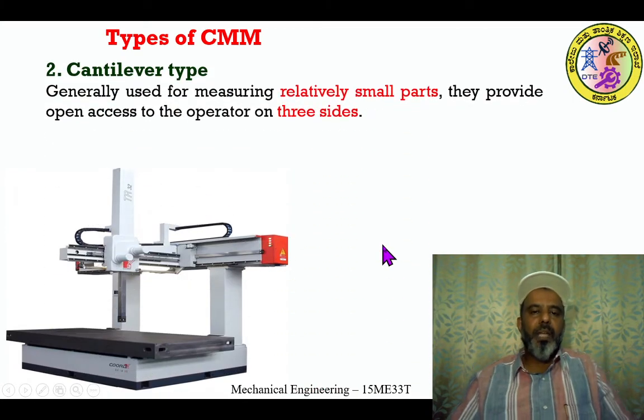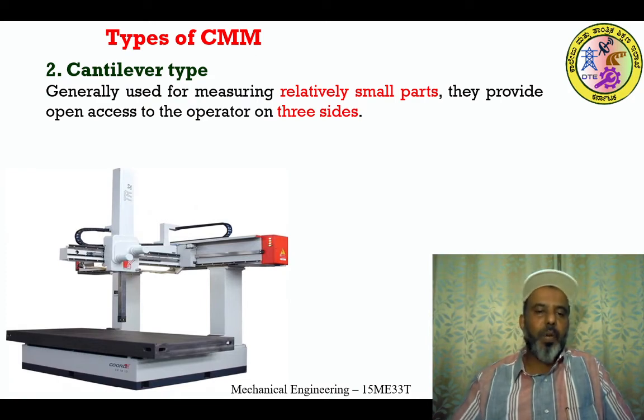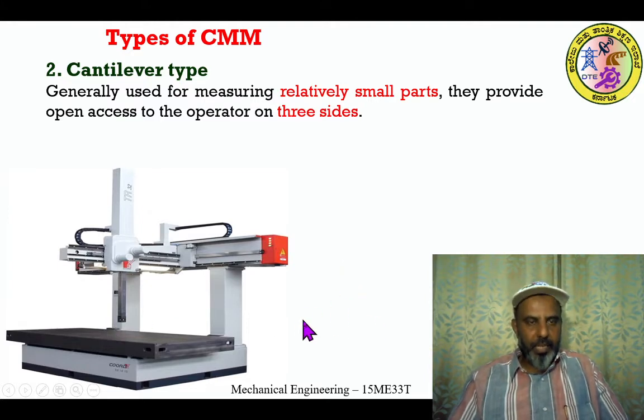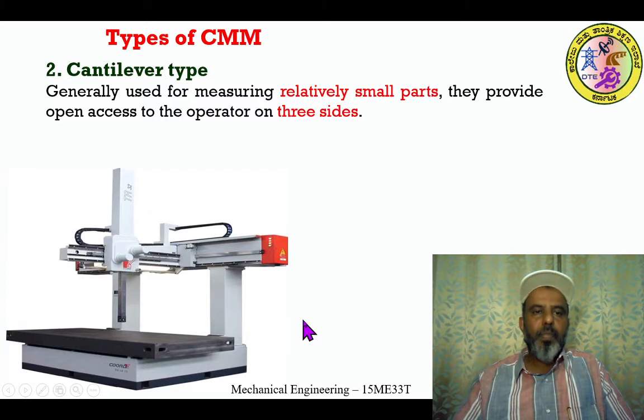This cantilever type is generally employed for measuring relatively smaller parts, and if you see here, the operator can access from three sides, from here, and also from this side. He can easily access. Generally this cantilever type CMMs are employed for relatively small parts, and here the operator can have an open access from the three sides.